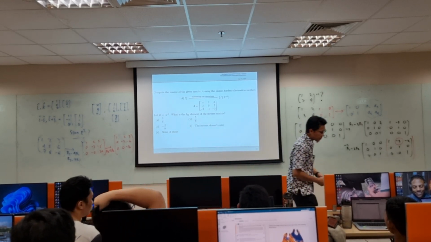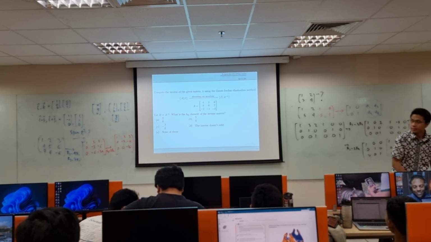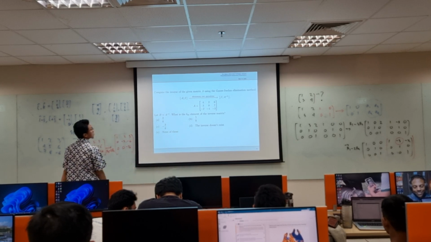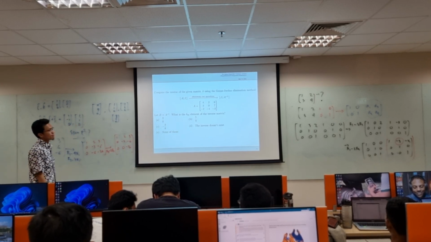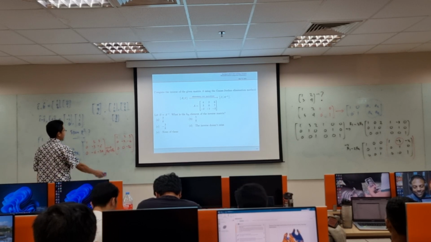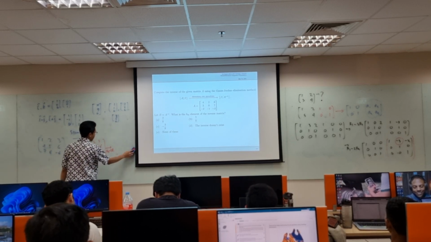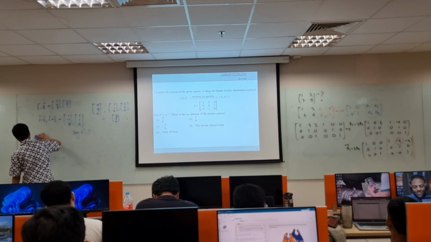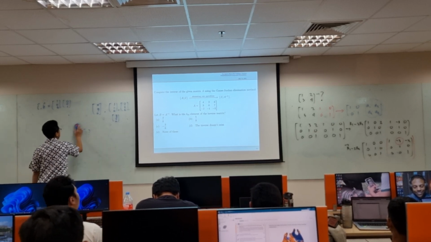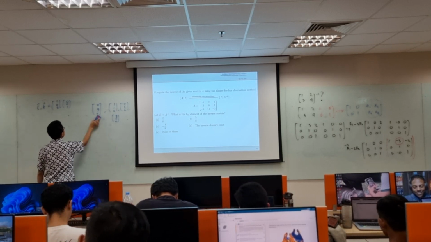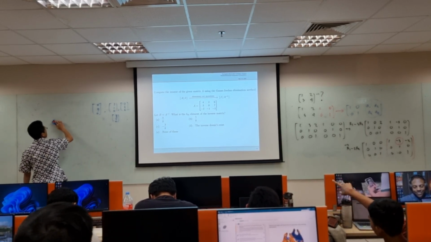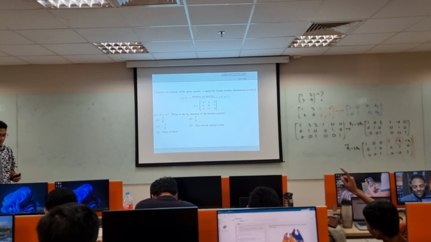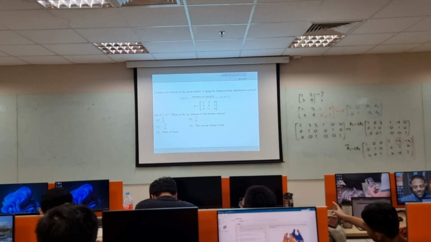What about this? This one seems to need a row swap, if we want to make it one of them. Row swap, 2, 1. We need to swap the middle, right? Okay, I'll give it as an exercise.